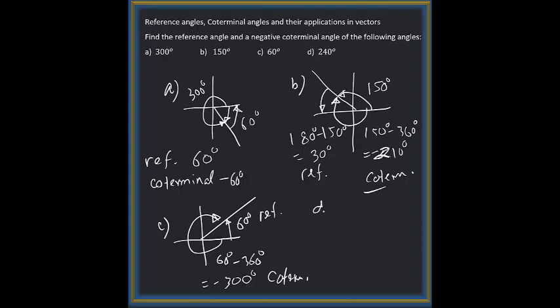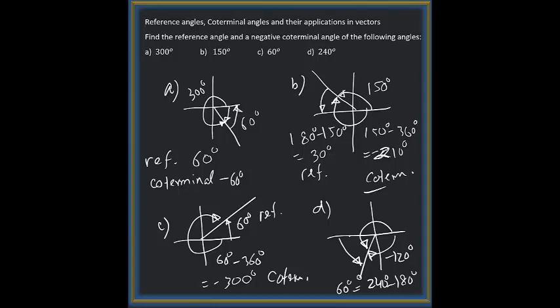Now the last one, we have 240 degrees. So this is 240. So the remaining is negative 120, which is our coterminal. And if you look at this one, this is our reference angle. So we can just say 240 minus 180. So 240 minus 180 gives me 60 degrees. So 60 degrees is my reference angle and negative 120 is our coterminal angle.